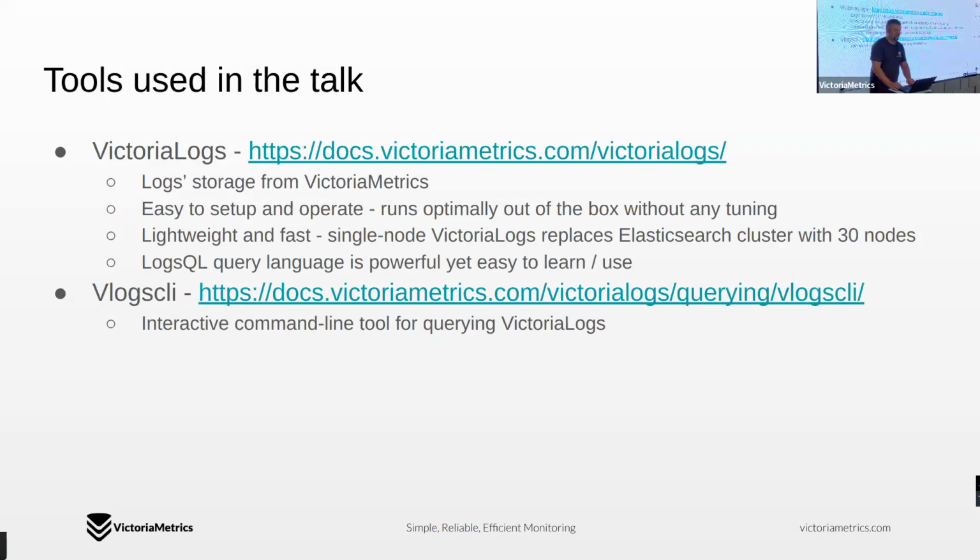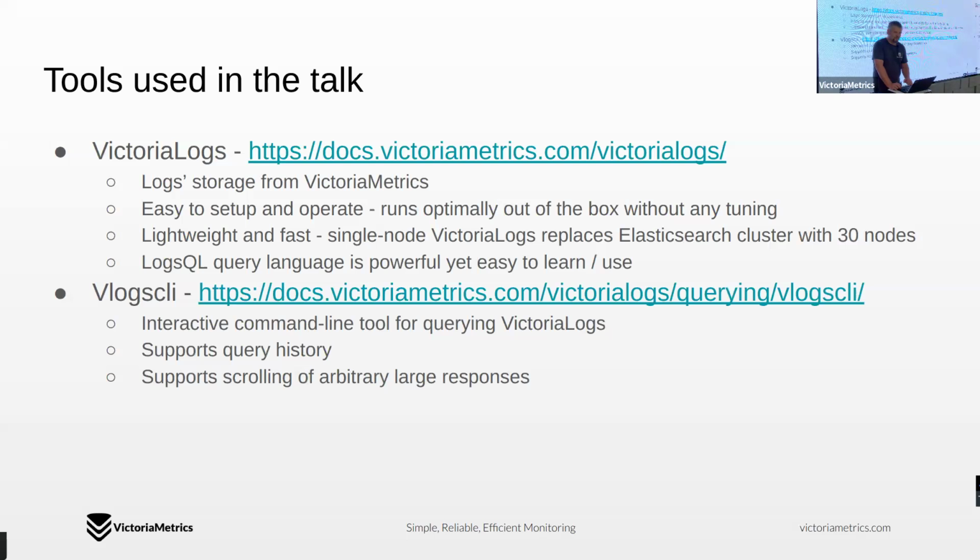And another component which will be shown in this talk is a very new component which has been published a few weeks ago. It's VLogs CLI, or Vlogscli. This is an interactive command line tool for querying VictoriaLogs. This tool supports query history, so you can move between queries which you already executed and search these queries in the same way as you usually do in Unix shells.